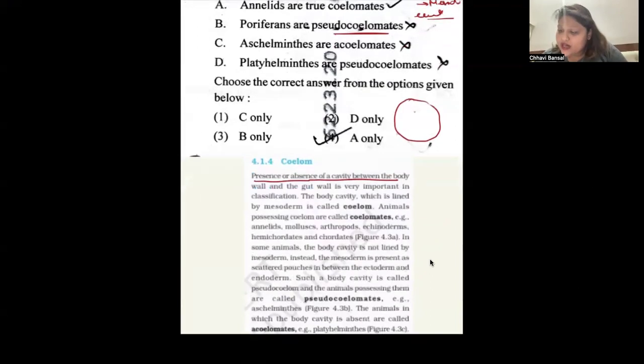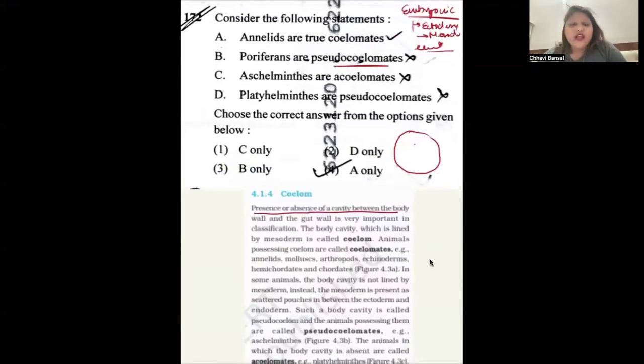So if it is present, then it is called as coelomate. If it is absent, it's called as acoelomate. But there is also a condition called as pseudocoelom, in which the mesoderm does not line the cavity, but they are present in small pouches. That is called as pseudocoelomate. So let's read this thing. The body cavity which is lined by mesoderm is called coelom. Animals possessing coelom are coelomates. Example, annelids. So annelids are true coelomates.